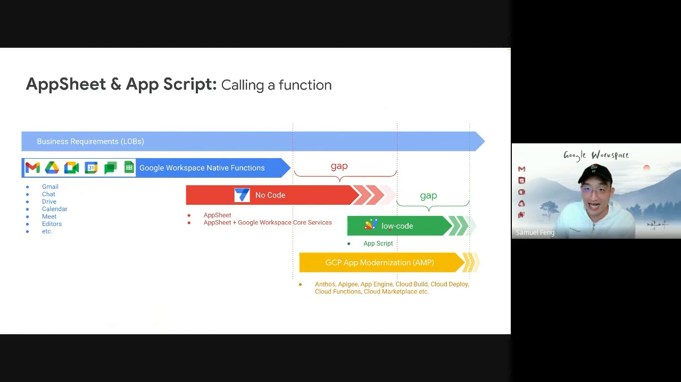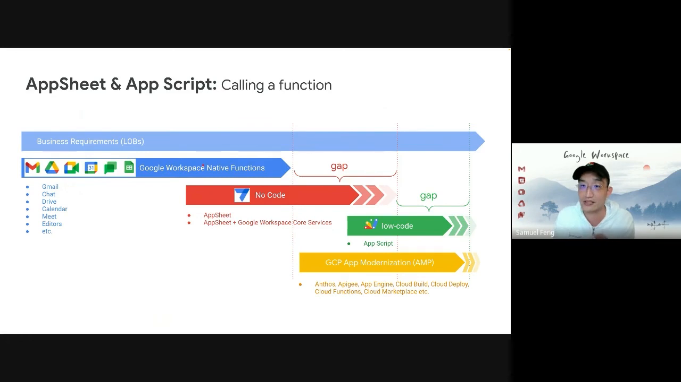And with the extension of Apps Script, because this is a low-code platform, it gives you more flexibility to extend your functionality and connect to external sources. So for anything that no-code cannot do, you can do that with the low-code Apps Script platform to develop solutions based on Google Workspace.